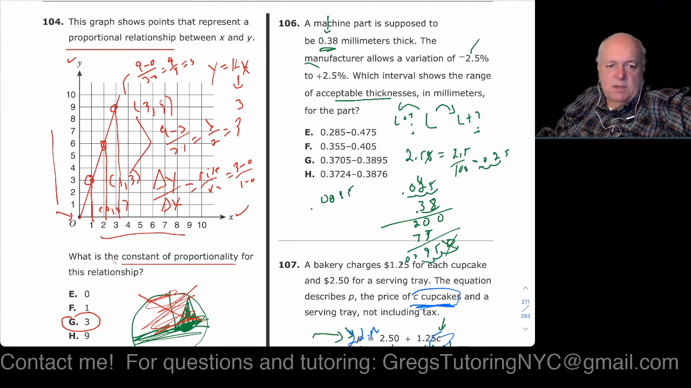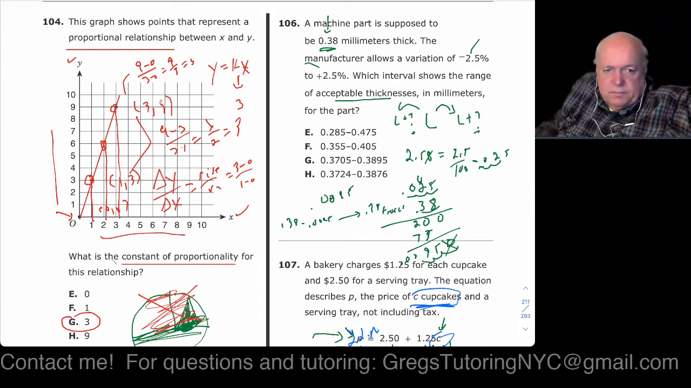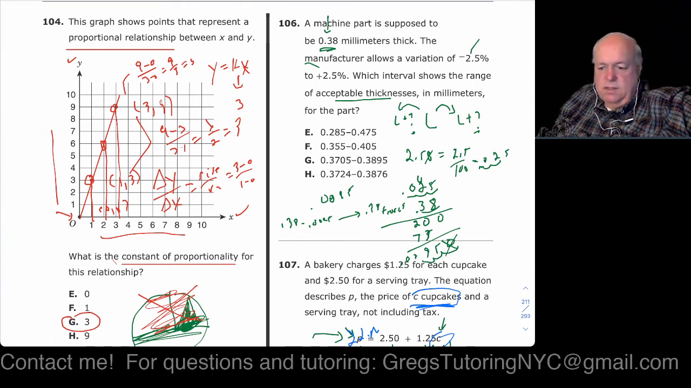So what we basically have to do is 0.38 minus 0.0095 through 0.38 plus 0.0095. The only one on the high range, because I don't want to do the subtraction, seems to be G, because 0.38 plus 0.0095 is the only one that matches.